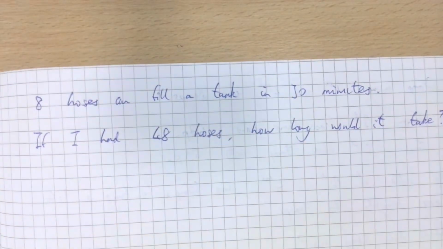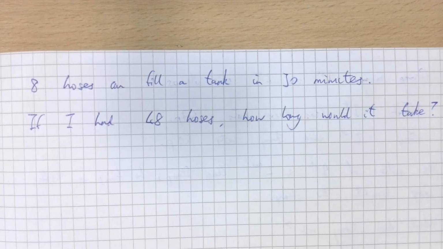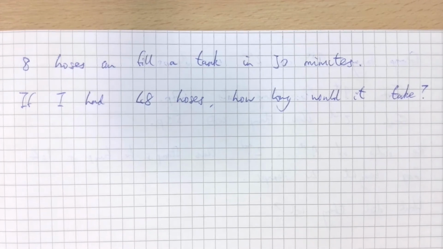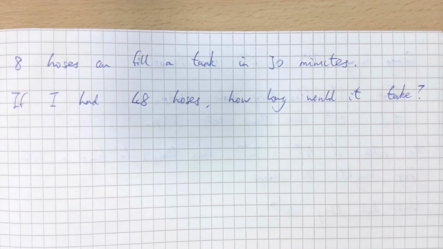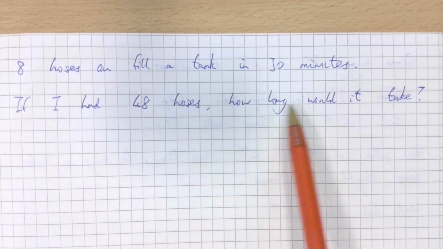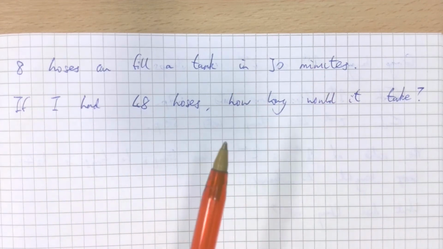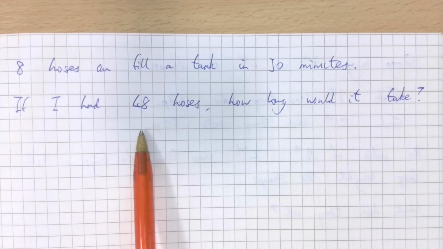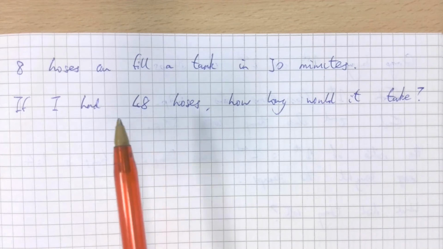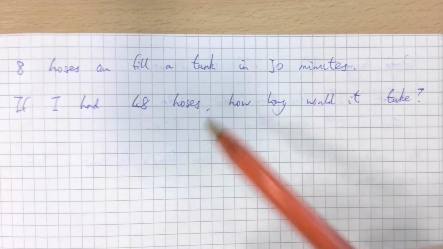My final question here has more of a proportionality vibe to it, and it's from the Dr Frost task that I set you as part of the additional wider work reviewing ratio and proportion. 8 hoses can fill a tank in 30 minutes. If I had 48 hoses, how long would it take? So that's a certain amount of time. Now, if we think about this logically, if I add more hoses to fill a tank with water, we'd expect the time to go down. So there's a proportional relationship, but it's inverse.